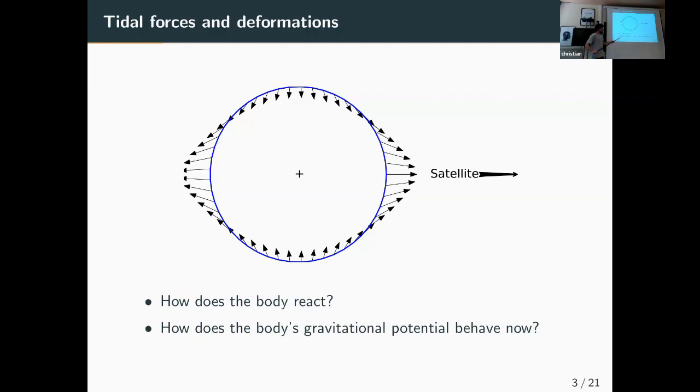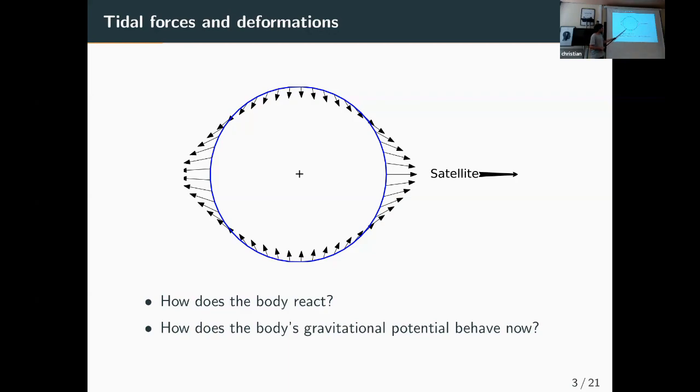And there are two questions here that must be addressed. One is, how does the body itself react? How does the body deform? Which is a straightforward question. And this is described by what we call one of the tidal wave numbers. And the other one, which is more interesting, is how is the body's gravitational potential affected?